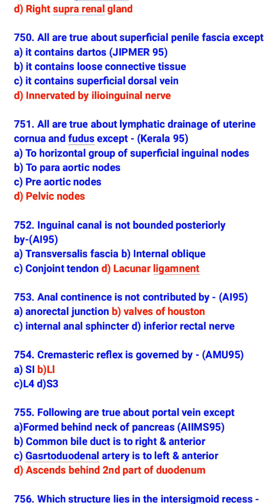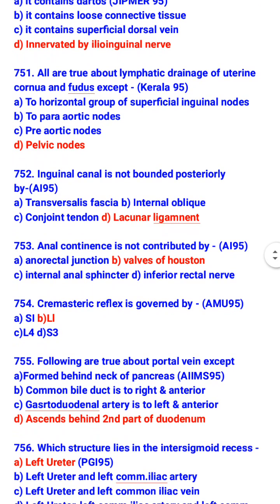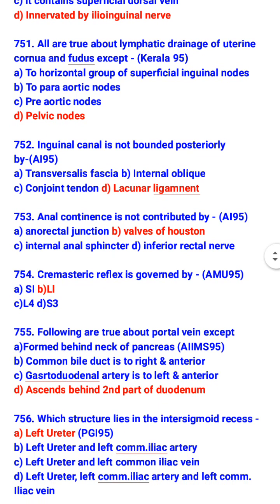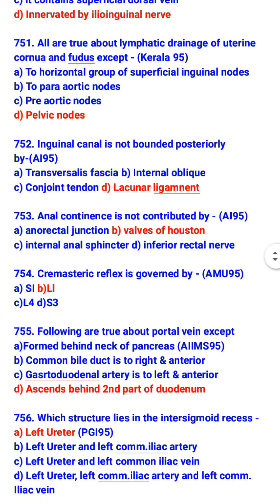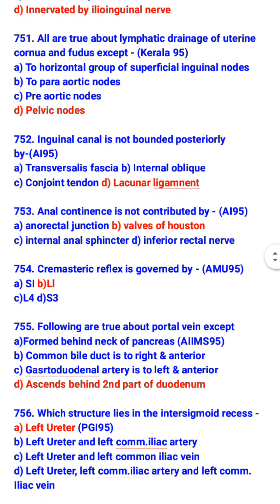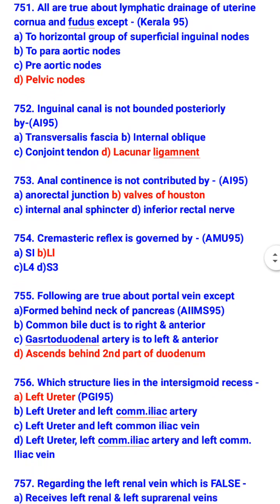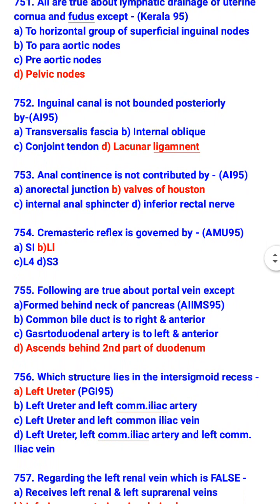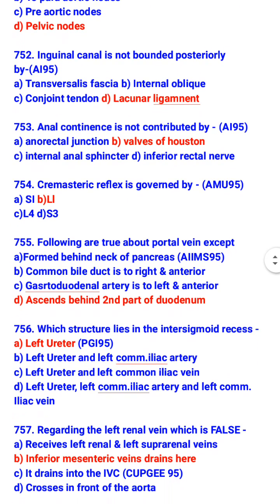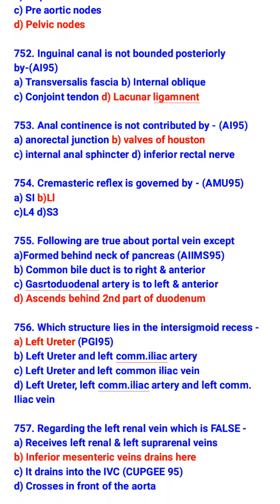Anal incontinence is not contributed by walls of ischiorectal fossa. It is contributed by anorectal junction, internal anal sphincter, and inferior rectal nerve. Cremasteric reflex is governed by L1. Following are true about portal vein except that it ascends behind second part of duodenum. So what is true about portal vein?